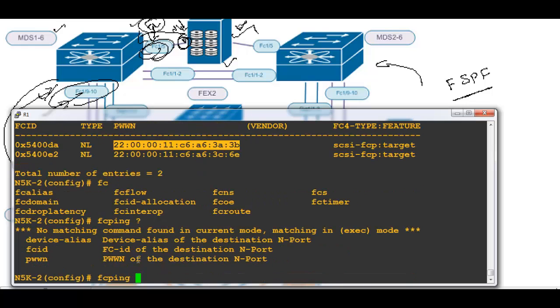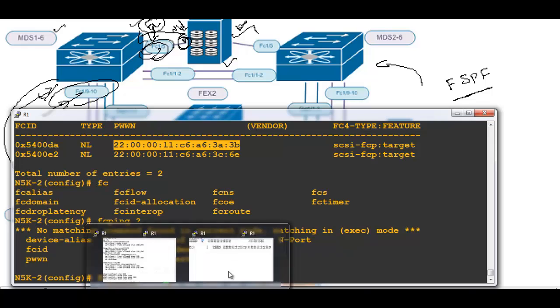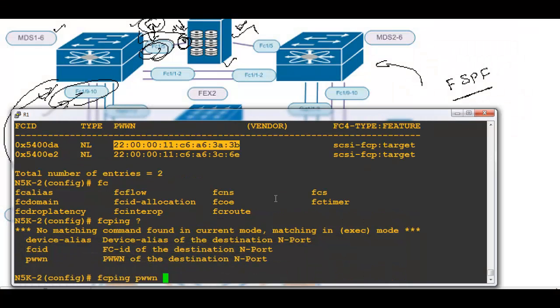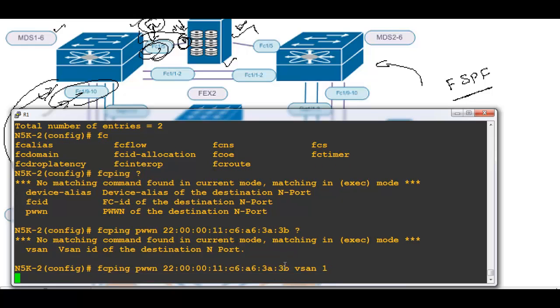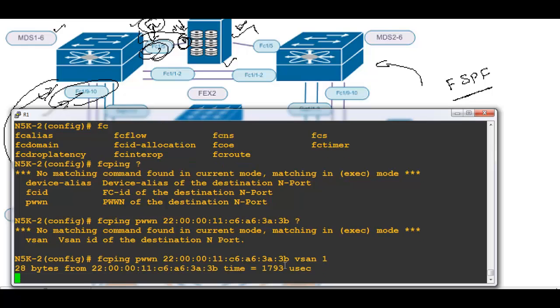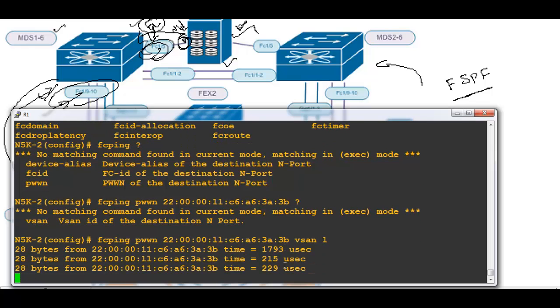You need to type what? PWWN. PWWN, that's the destination N node's IP address. I need to type the destination node's IP address. And what vSAN does it belong to? By default, we have only one vSAN, and that is 1. Look at this, I am getting a response.